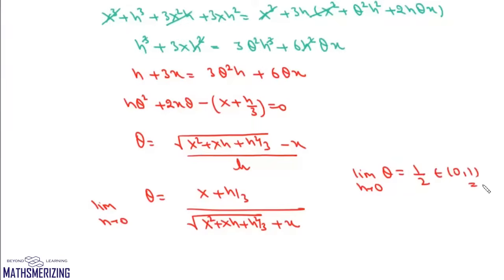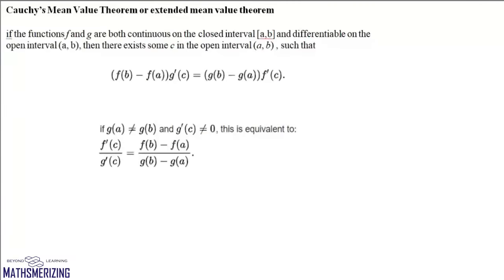And that's your alternate form for Lagrange's mean value theorem. And finally we have our fifth theorem, which is Cauchy's mean value theorem or extended mean value theorem. Now it says if the functions f and g are both continuous on the closed interval [a, b] and are differentiable on the open interval (a, b), then there exists some c in the open interval (a, b) such that (f(b) minus f(a)) into g dash c is equal to (g(b) minus g(a)) into f dash c.